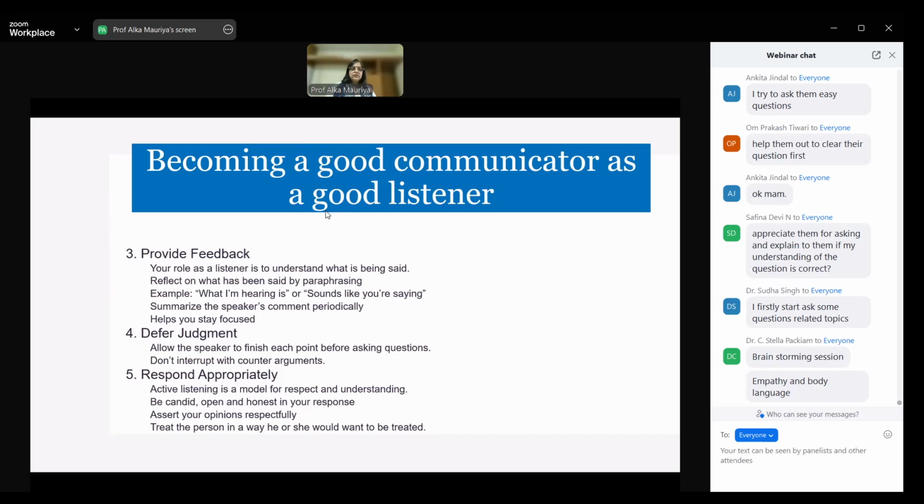Defer judgment. Don't make a judgment about a speaker before they finish their point, or before they have even finished the topic they're talking about. So defer your judgment and respond appropriately. When you are asked to share your opinions, you must share them in a very polished and professional manner, so that the other person is not offended by how you respond to their questions.